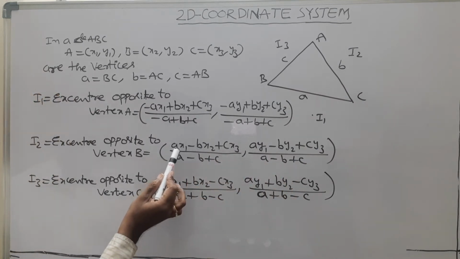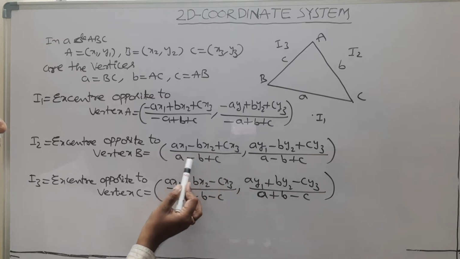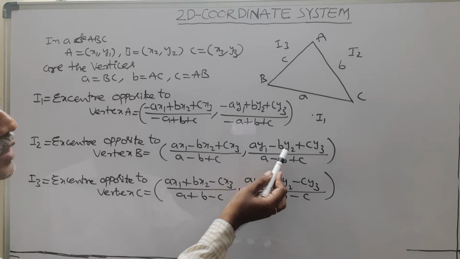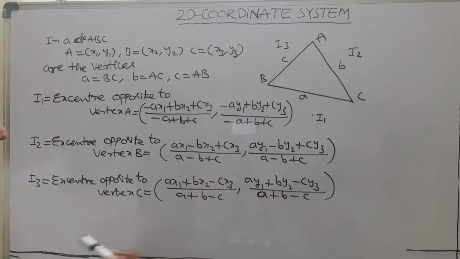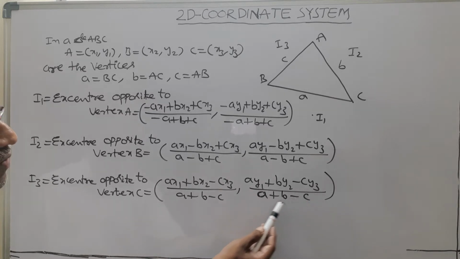The formula is a x1 minus b x2 plus c x3 by a minus b plus c, comma, a y1 minus b y2 plus c y3 by a minus b plus c. I3, the excenter opposite to vertex C. The formula is a x1 plus b x2 minus c x3 by a plus b minus c, comma, a y1 plus b y2 minus c y3 by a plus b minus c.